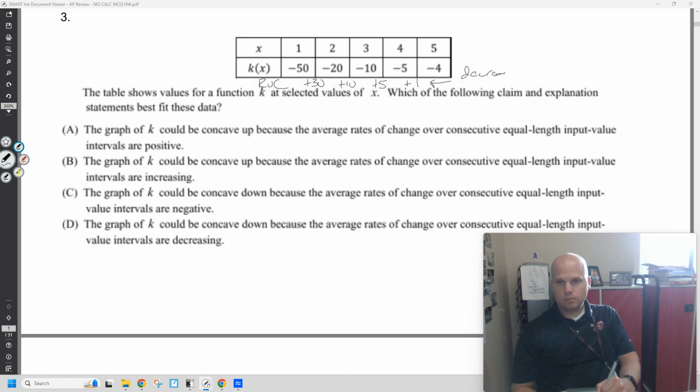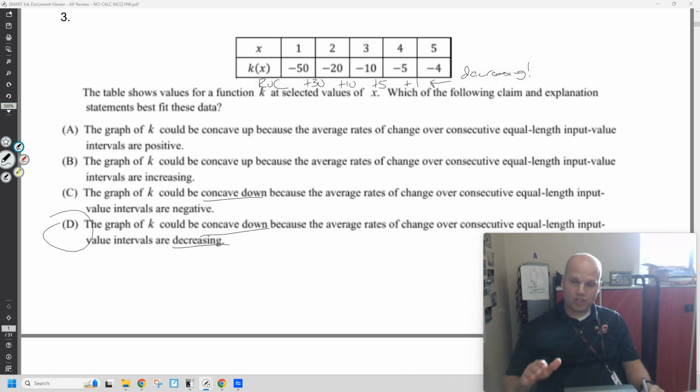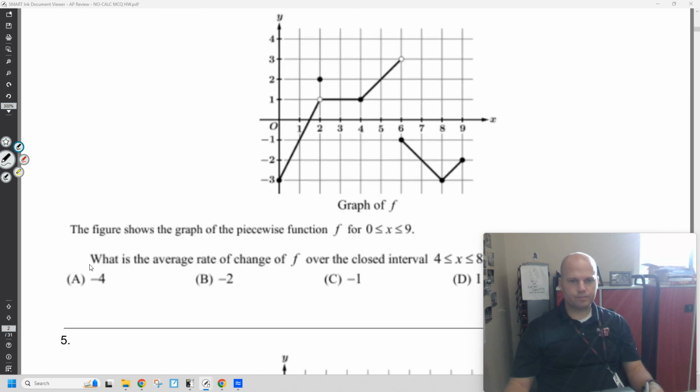Thirty, 10, 5, 1. So we've got to be concave down because the average rates of change are decreasing. My function's increasing at a decreasing rate. So increasing at a decreasing rate. Increasing, concave down.